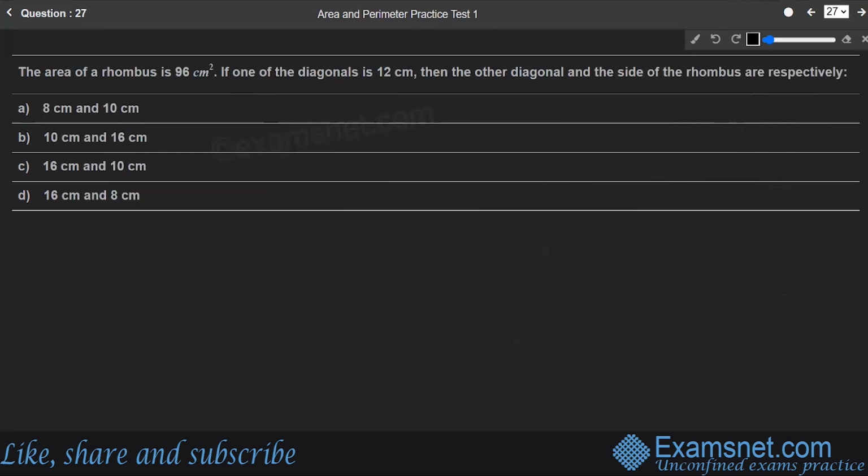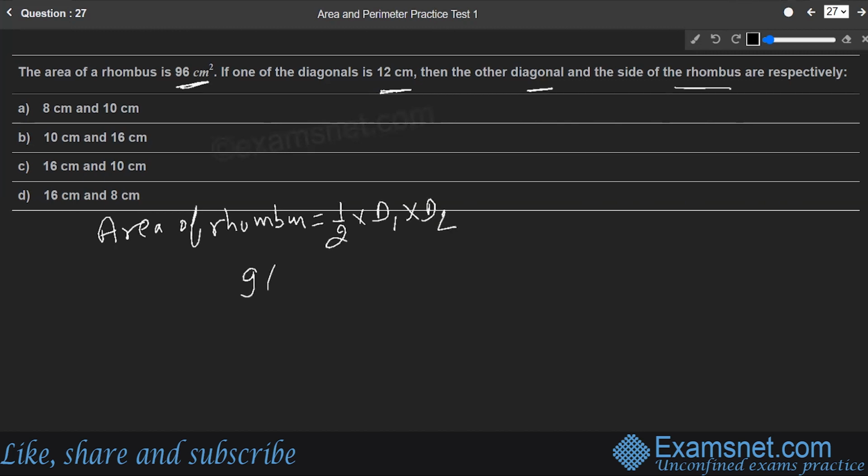Now the area of a rhombus is 96 centimeters square. If one of the diagonals is 12 centimeter, then the other diagonal and the side of the rhombus are respectively. We know the area of the rhombus formula: area of the rhombus is nothing but half of the product of diagonals, diagonal 1 into diagonal 2. Area is already given as 96, and one of the diagonals is given as 12. So half of 12 into d2, which we have to calculate. Clearly d2 can be calculated as twice of 96 divided by 12, that is nothing but 16 centimeters.